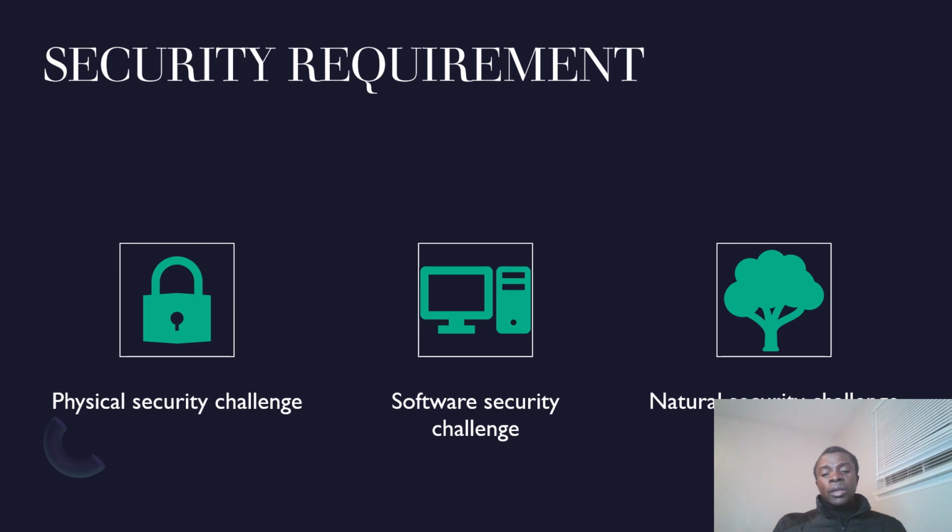And we have the software security challenges. Software security challenges happen as a result of refusal to install firewalls to minimize cybersecurity issues, and also failing to use the recommended two-factor authentication, and to update one's password from time to time. And the other part of security is natural disasters, which we find difficult to work with. It could be an earthquake, fire outbreak, and also storms or tornadoes.